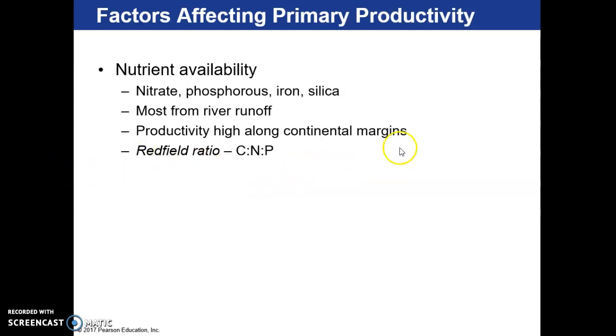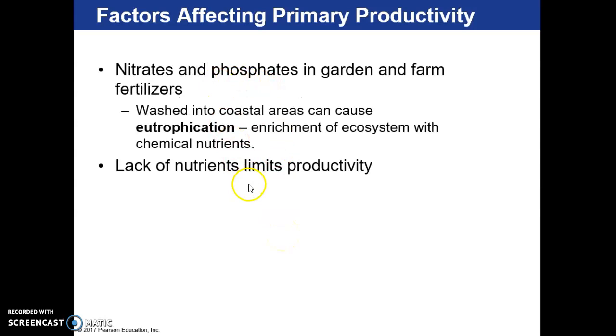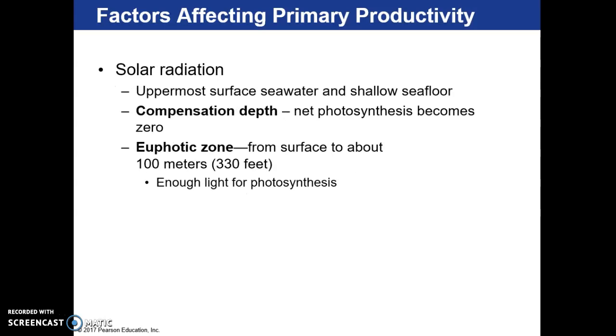And so productivity is most high along your continental margins because that's where your rivers are running off into the ocean. We have what's called the Redfield ratio, and this tells us the ratio of carbon to nitrate to phosphorus that's ideal for productivity, that doesn't overgrow everything, but well supports the food webs and the productivity needed for the area. And again, that's called the Redfield ratio. Nitrates and phosphates are what are washed into our coastal areas and causing eutrophication. Again, we did a whole thing on this, so you guys know about dead zones and eutrophication and what that is causing.